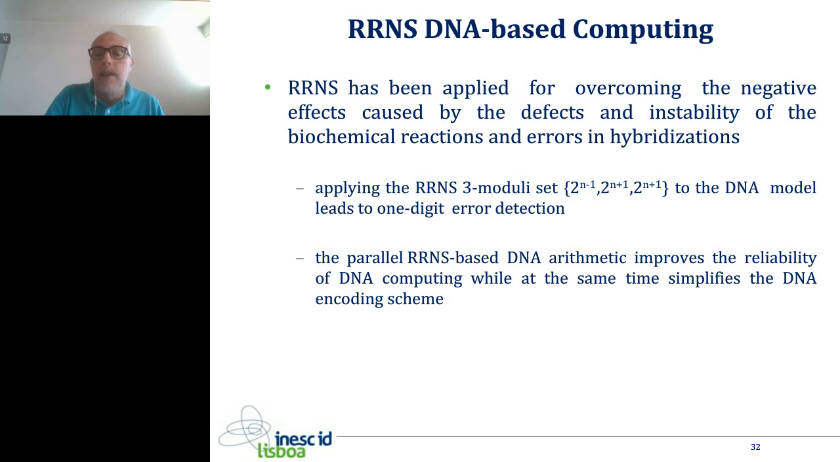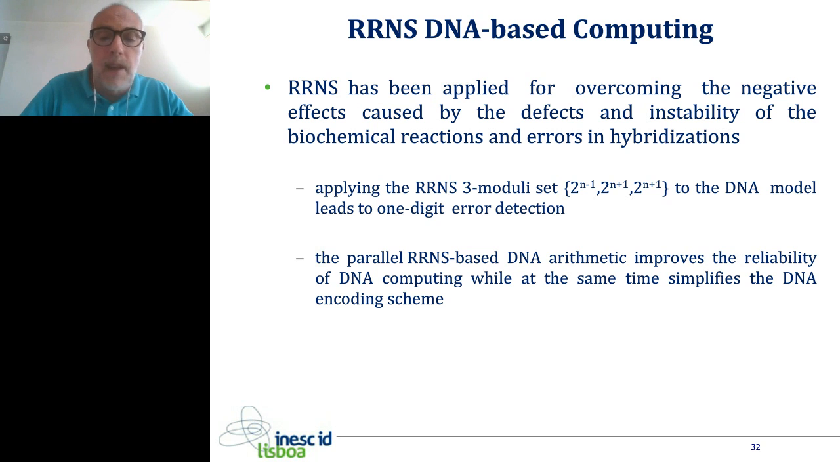Once again, why is it related with unconventional computer arithmetic? Because you have to overcome the negative effects caused by defects and instability of the biochemical reactions and errors in hybridization. So what we do is apply redundant residue number systems, and you have works on that from the side of biology and also computer science. You define a set, you use this type of redundant residue number system representation, and then you can detect errors by applying this unconventional arithmetic, making DNA computing more reliable and simplifying the DNA encoding scheme. So you apply unconventional arithmetic in practice for DNA computing.